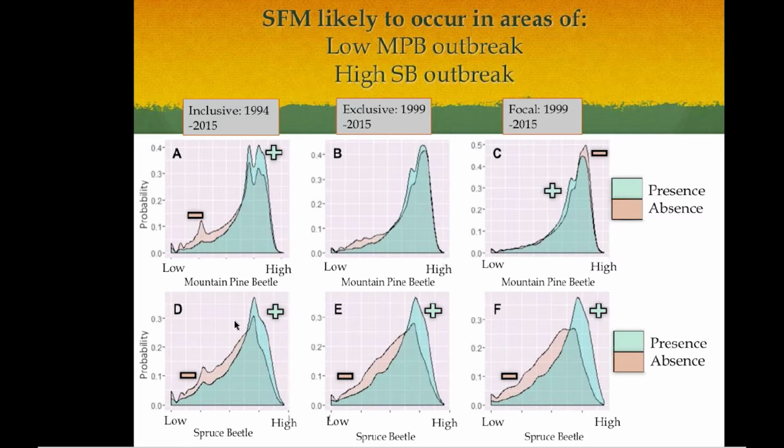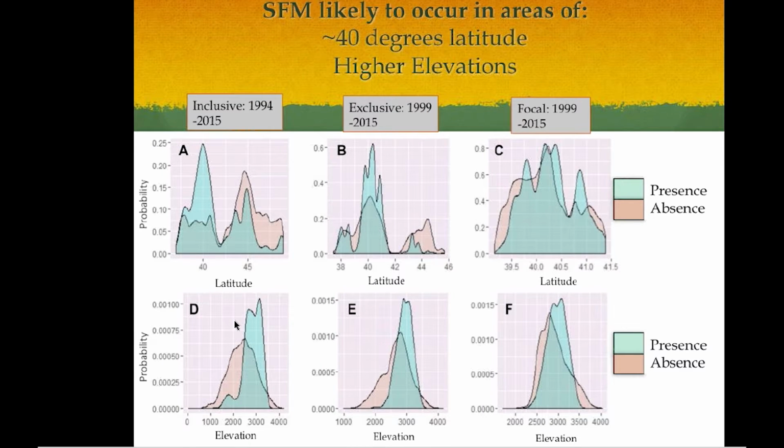Now we go into some abiotic predictor variables, where we're looking at latitude. So at 40 degrees latitude, at the inclusive and exclusive study areas, we see that there's a significant amount of presence of subalpine fir mortality or activity. And that just validates why we chose that our focal area zooms into that particular area, because it has a significant activity level.